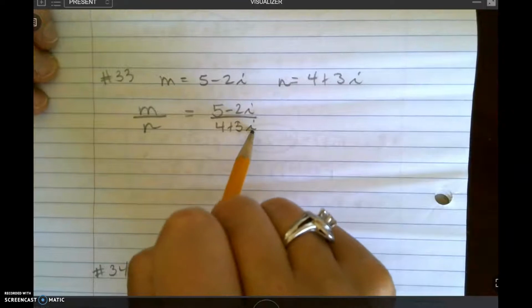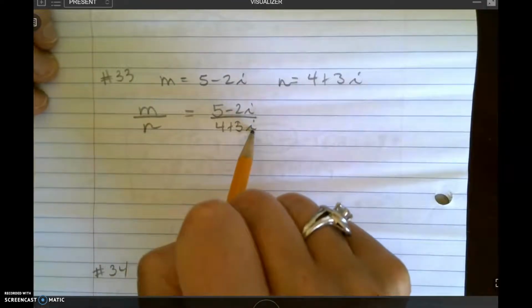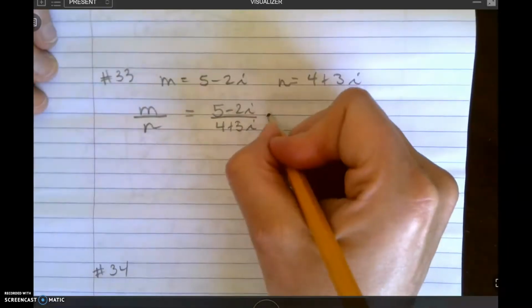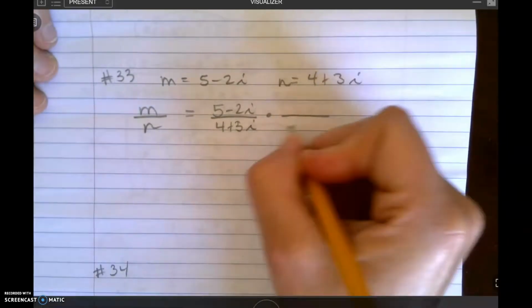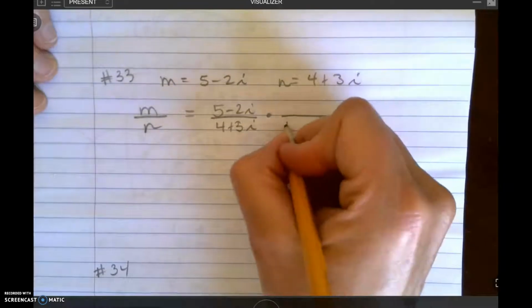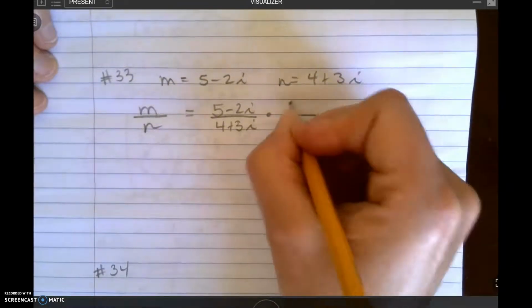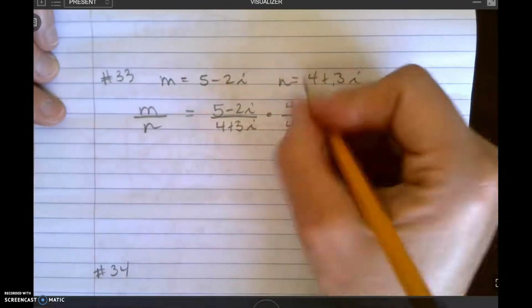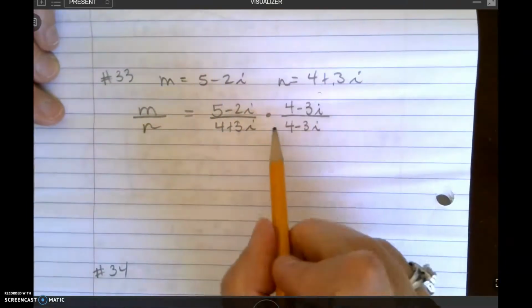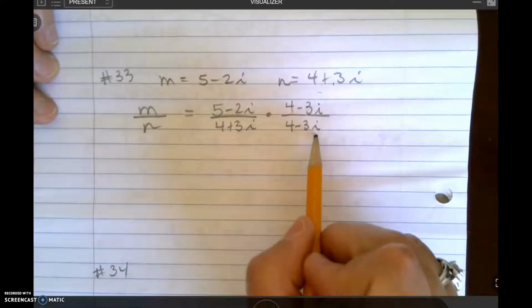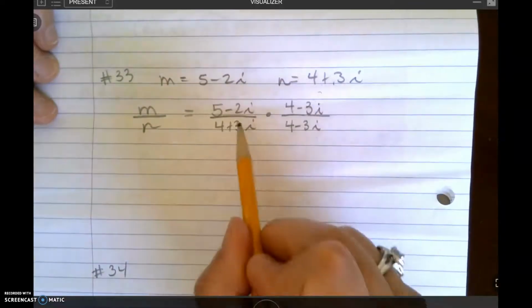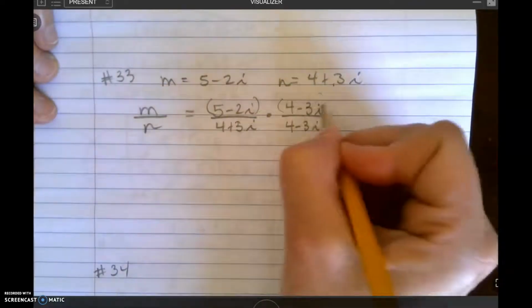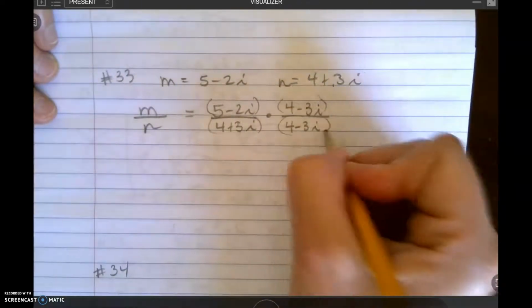Now, it'd be great if I could just leave my answer like this, but because i is the square root of -1, it's a radical, and I can't have a radical in the denominator. So I multiply by the complex conjugate of the denominator, 4 minus 3i, and I have to do that in the numerator and the denominator, so that all I'm really doing is multiplying by the number 1. So I'm not changing the value of this number, just the look of it.